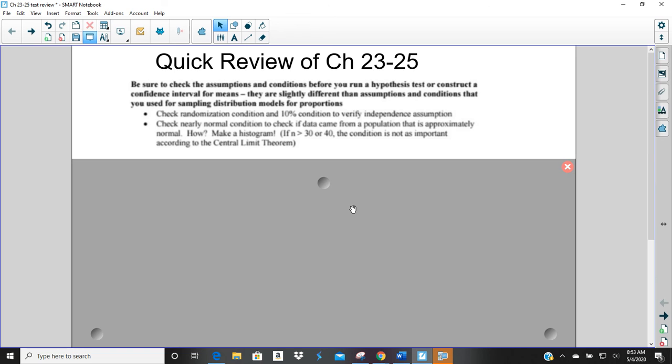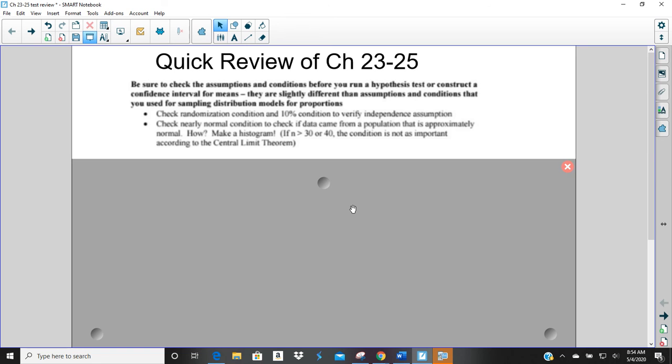Chapters 23 to 25 were all about means. The previous chapters, when we were doing inference for confidence intervals and for hypothesis tests, were for proportions. So make sure that you're aware of the assumptions and conditions. The assumptions and conditions for means will be random, independent, less than 10% of the population, and then the nearly normal condition.